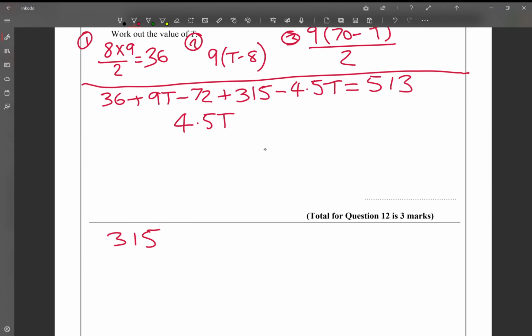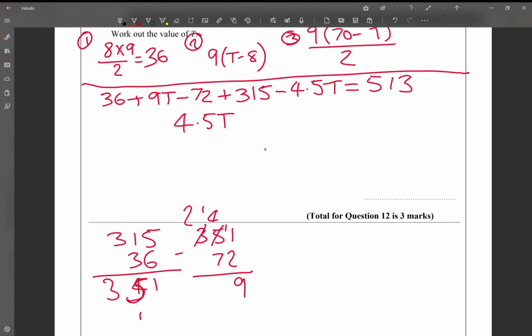315 add 36, we'll end up with, oh sorry, because I didn't write the carry. Carry that over, and so it's 351, and then 351 minus 72, 279. Okay, so 85.5t plus 279. All I've done is rearrange that and simplify it, equals 513.